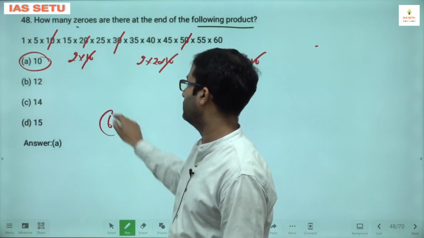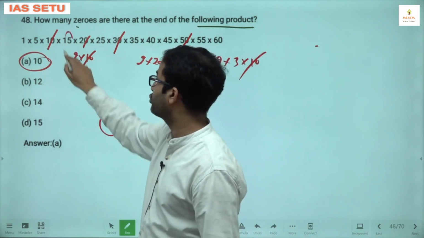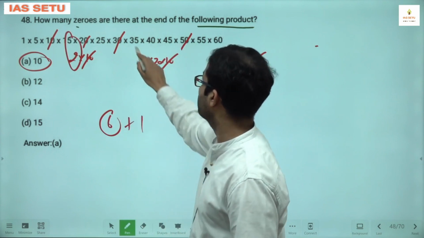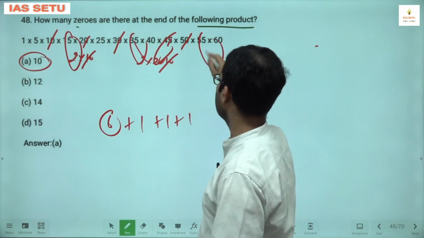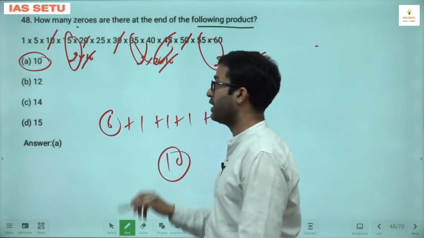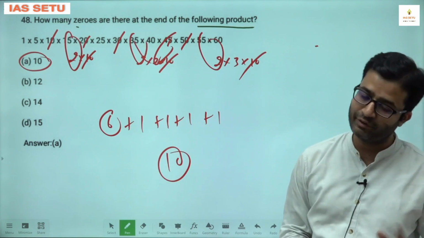So 6 direct 0. Then this 2 into 5 gives one more 0. This 2 into 5, this 2 into 5, we get 1 plus 1, and this 2 into 5, further 1. So here 10. Every 2 here will help you.